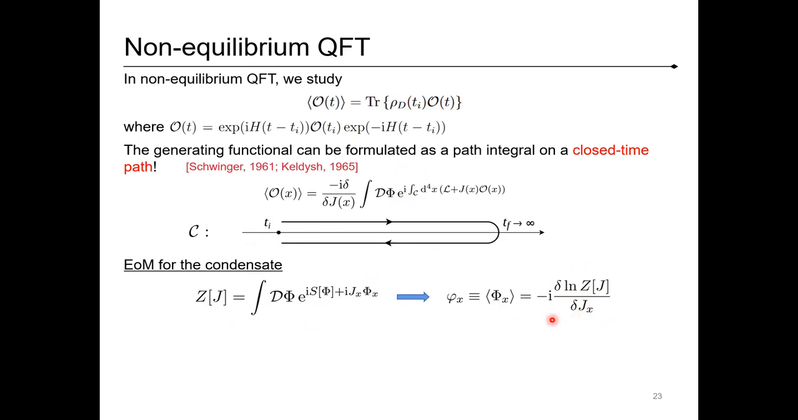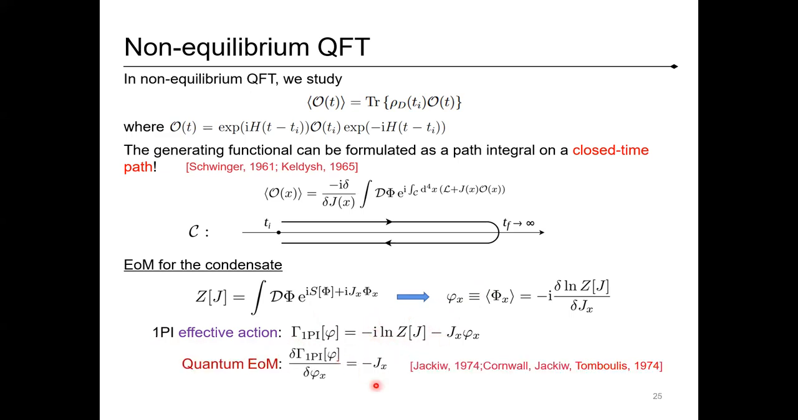Then to have an equation of motion for the one-point function, we need to define the one-particle irreducible effective action. This is just the Legendre transform of the Schwinger functional. With this effective action, the equation of motion for the background field phi is given by this equation. And without an external source, this term is zero.